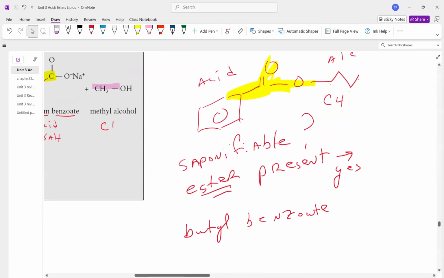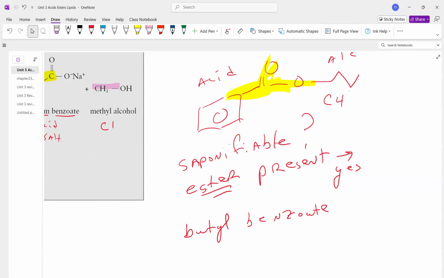So if I ask you on the test, is this saponifiable? Number one, you look for the ester. Is there an ester present? If the answer is yes, then it's saponifiable. No ester, not saponifiable, because the definition of saponification is you're taking apart an ester. So if there's no ester, there's nothing to saponify. Okay, guaranteed test question: is this molecule saponifiable?